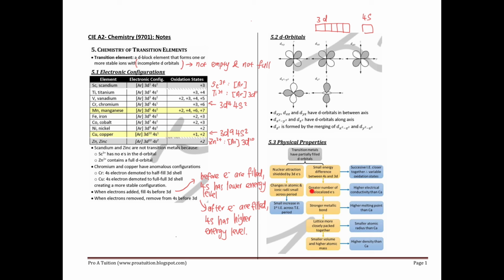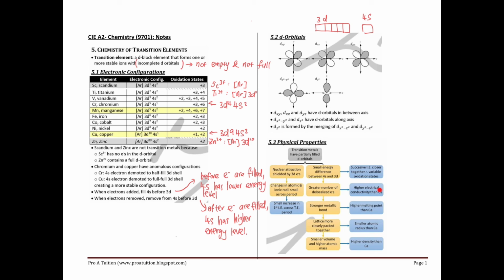So next one, greater number of delocalized electrons. Because of the small energy difference, removing 2, 3, 4 or 5 electrons doesn't involve a big increase of energy, and because of that, they can form ions of different oxidation states. At the same time, they can have delocalized electrons to be donated. You can donate 2, 3, 4 or 5 electrons to form the delocalized electrons. Because of that, the electrical conductivity is better compared to calcium.